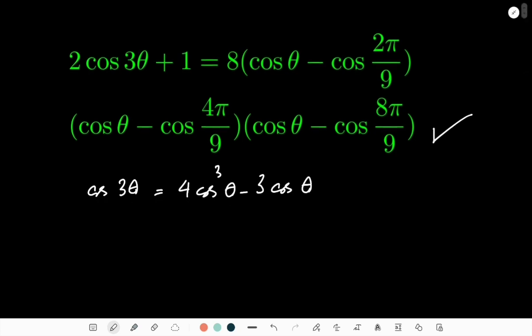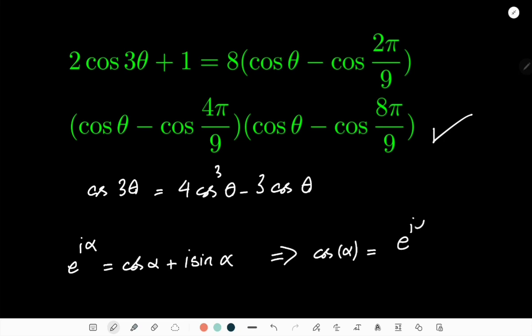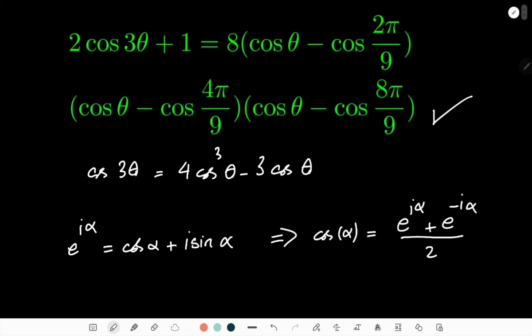I basically leveraged complex analysis, the famous Euler formula, to solve this problem. And this is how it is done. We know that e to the power of i alpha is cosine of alpha plus i sine of alpha, right? This is the famous Euler formula, and this gives me cosine of alpha to be e to the power of i alpha plus e to the power of minus i alpha divided by 2, right? So here I'm just going to replace alpha with 3 theta because it can be any angle.